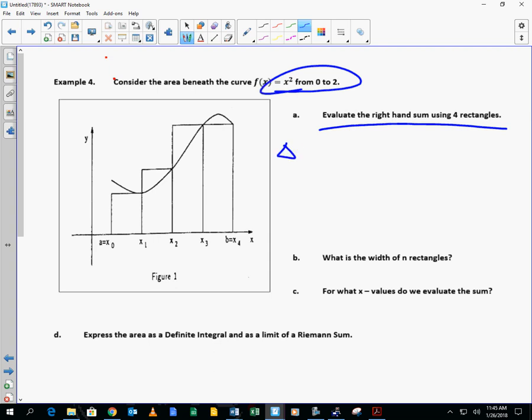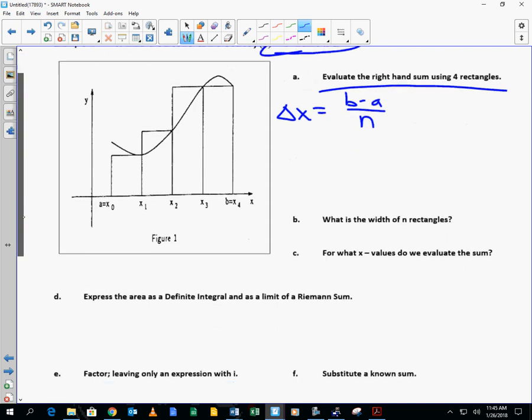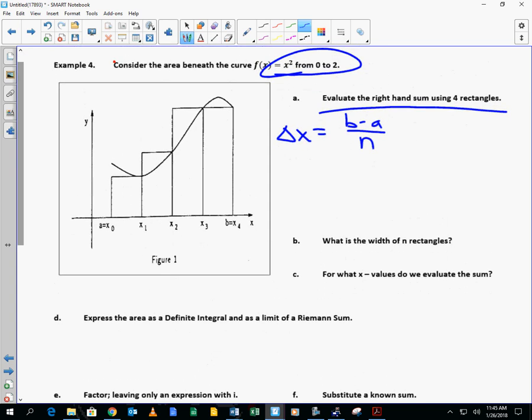What is the width of n rectangles? We said you take b minus a divided by n. That's the width. That's what we always start with. Who can tell me what's going to be the width for these rectangles? How'd you get that, Andrew? Good. 2 over n. Stop me as soon as you have a question. Are we good there?